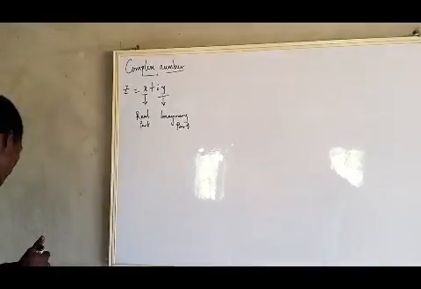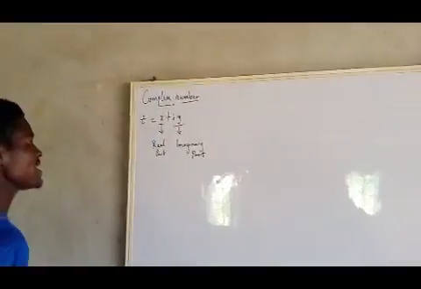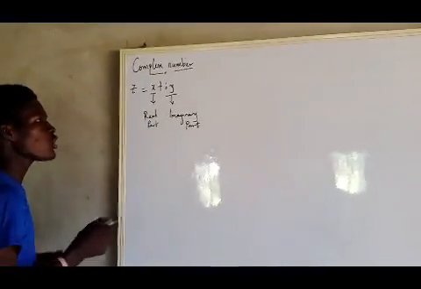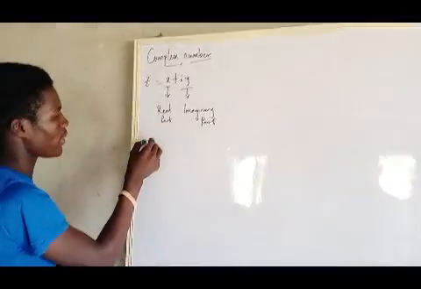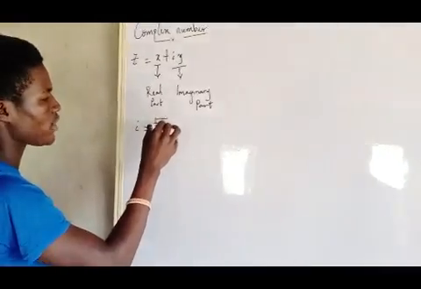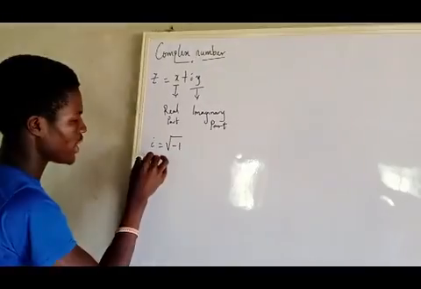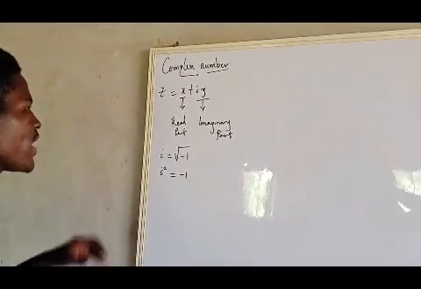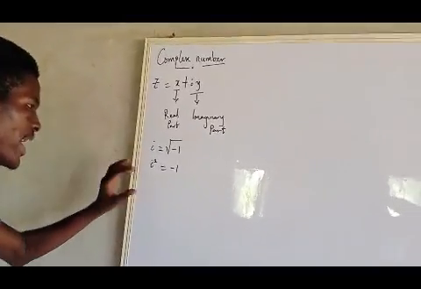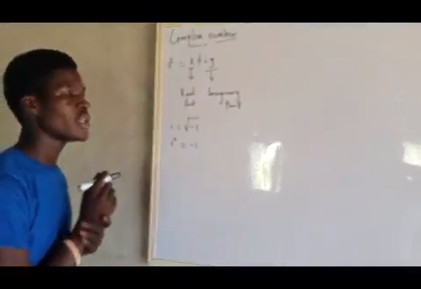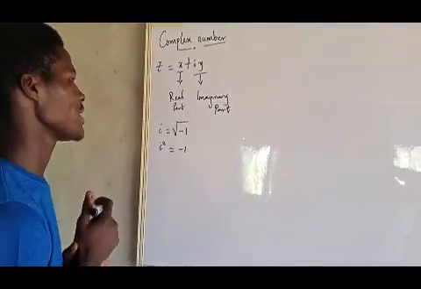So let's quickly run through some properties of complex numbers. We should also know that in complex numbers, i is the square root of -1 and i squared is -1. So we have to know this. Our i squared in complex numbers is -1. We are going to be using this as we journey in this course. Did we get that now?